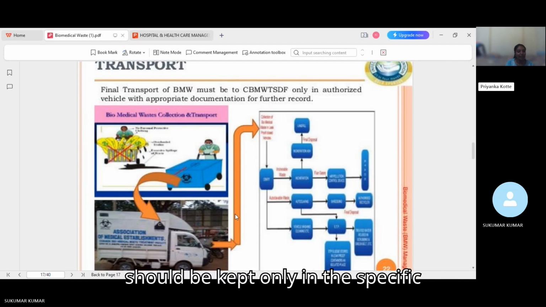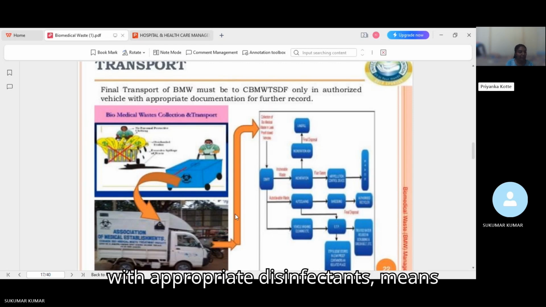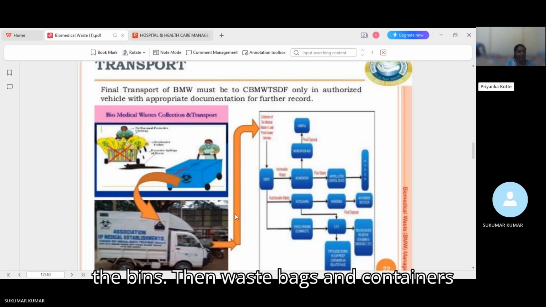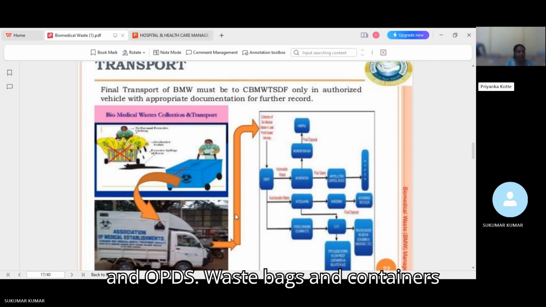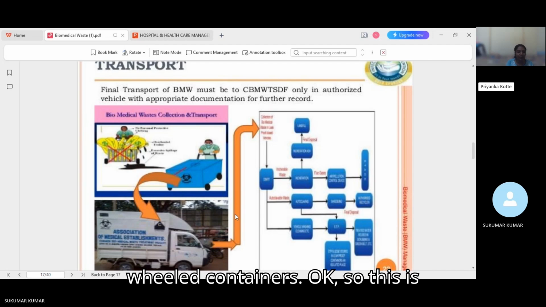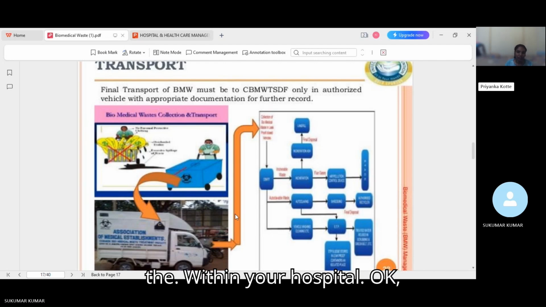Biomedical waste should be kept only in the specific storage area. After removal of bags, clean the containers, including the lid, with appropriate disinfectants, meaning the bins. Waste bags and containers should be removed daily from the wards and OPDs. Waste bags and containers should be transported in covered wheeled containers. This is the transportation from the ward to within your hospital.